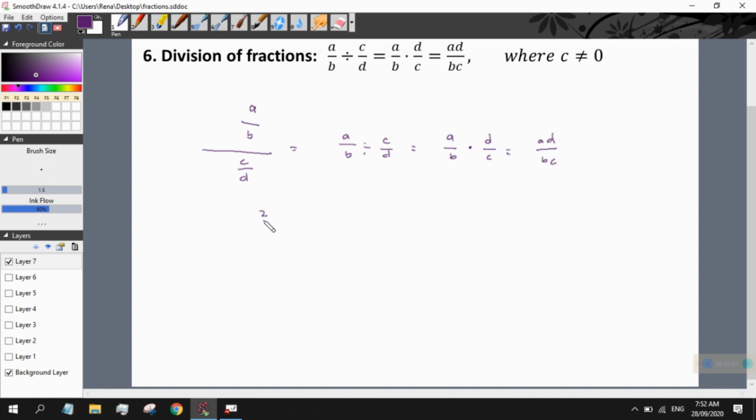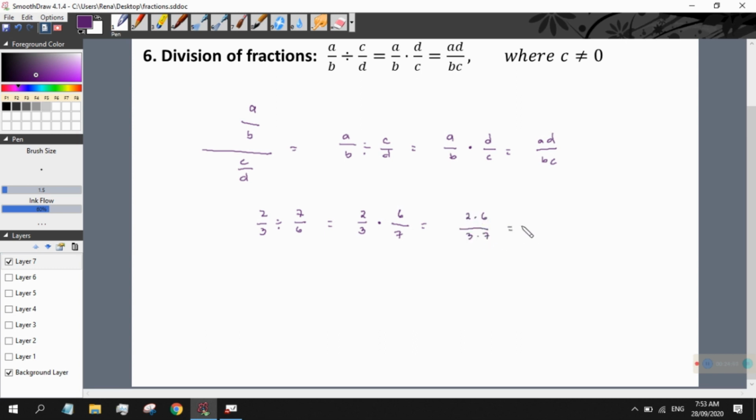Let's put 2 over 3 divided by 7 over 6. Here, just change the operation to multiplication and then get the reciprocal of your divisor. You are going to have 6 over 7. 2 times 6 over 3 times 7.